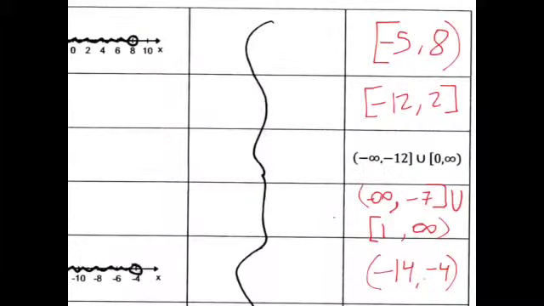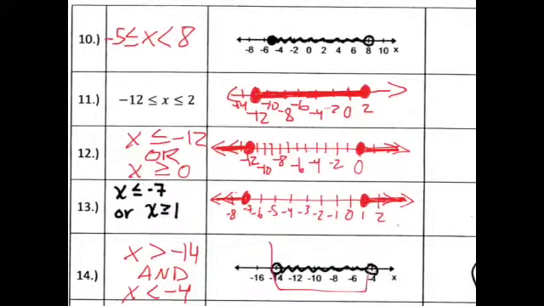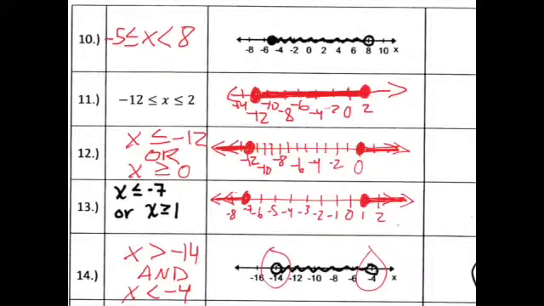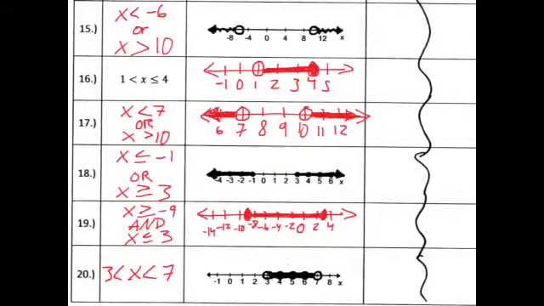Okay. And then our last one, shading goes between, starts at negative 14, stops at negative 4. You can see that here in the picture. And we have open circles, and that's why we have open brackets on both ends of our interval there. And that brings us to the bottom. So these last ones, hopefully these are becoming very clear with these ones.